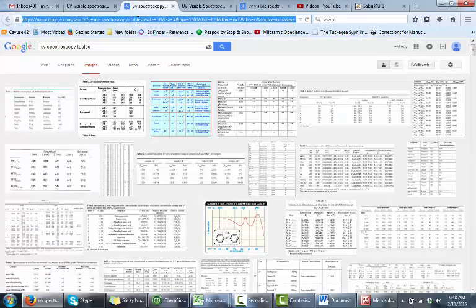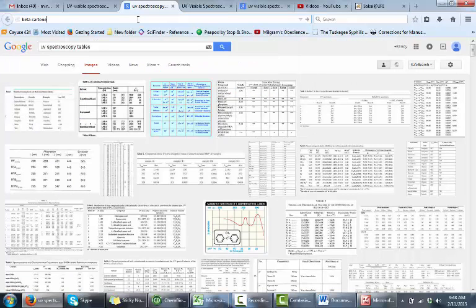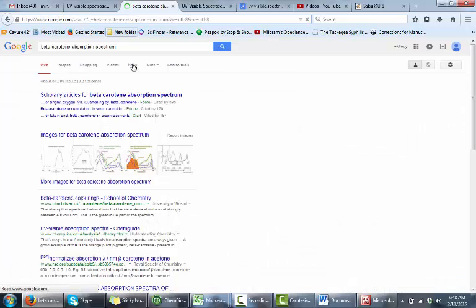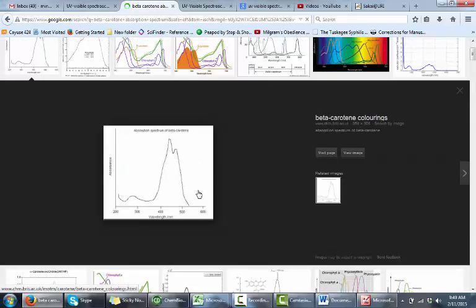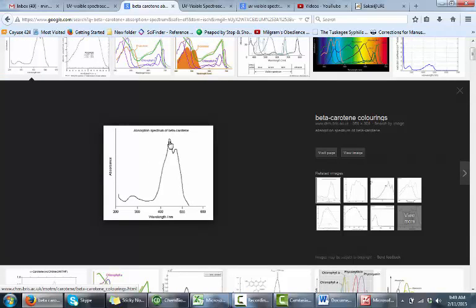So I'm just going to pull up one more example. Some pigments that we see a lot, like beta carotene, for example, this is what its UV spectrum looks like. It's absorbing at longer than 400 nanometers because it is so highly conjugated that the energy gap between the HOMO and the LUMO is small enough that we're seeing it at around 400 nanometers.